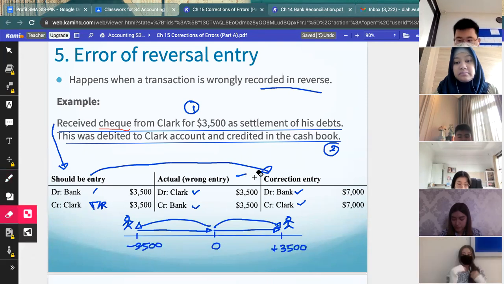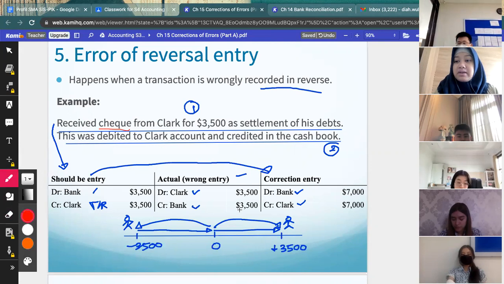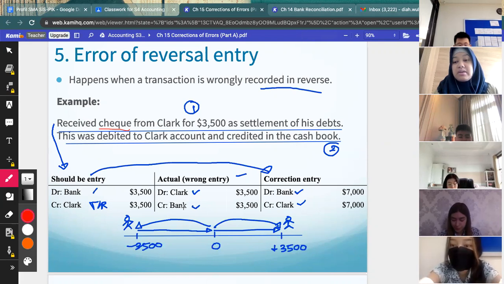Okay. Any question? Not yet, yeah? Okay. So how do we make a correction on that? Now let's compare between actual and should be. You're supposed to record bank in the debit, but you recorded bank in the credit side. So what should you do? You put the bank in the right side, which is the debit side. Same goes to Clark. Put Clark in the credit side, where it's supposed to be.